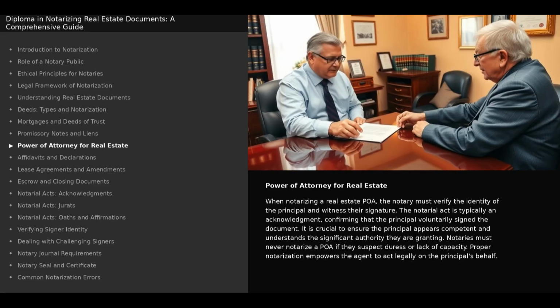When notarizing a real estate POA, the notary must verify the identity of the principal and witness their signature. The notarial act is typically an acknowledgement, confirming that the principal voluntarily signed the document. It is crucial to ensure the principal appears competent and understands the significant authority they are granting. Notaries must never notarize a POA if they suspect duress or lack of capacity. Proper notarization empowers the agent to act legally on the principal's behalf.